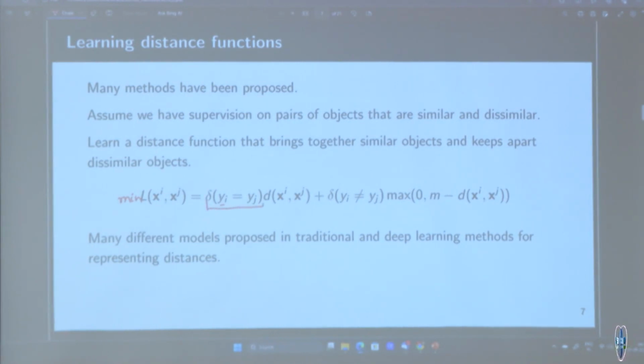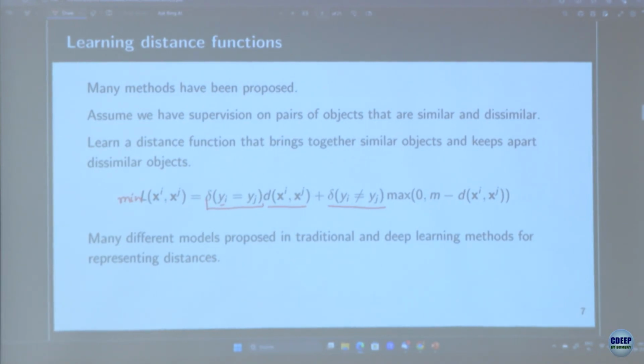It means that as far as the class label is concerned, these two objects are similar. If they are similar, you want to minimize their distance. And if their class labels are different, then you want to maximize their distance. If they are different, then you want to keep them as far apart as possible.